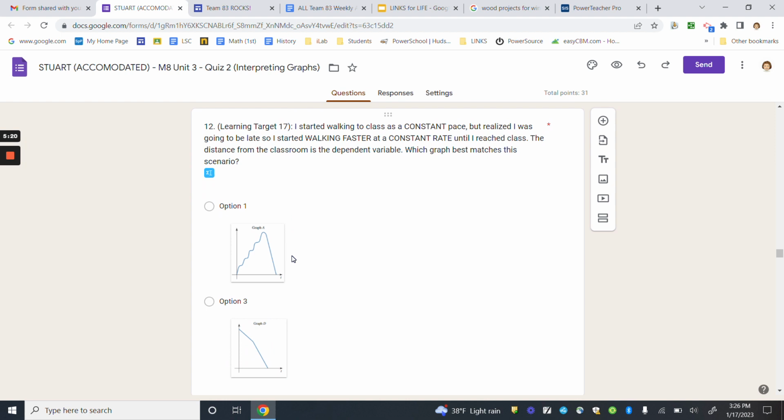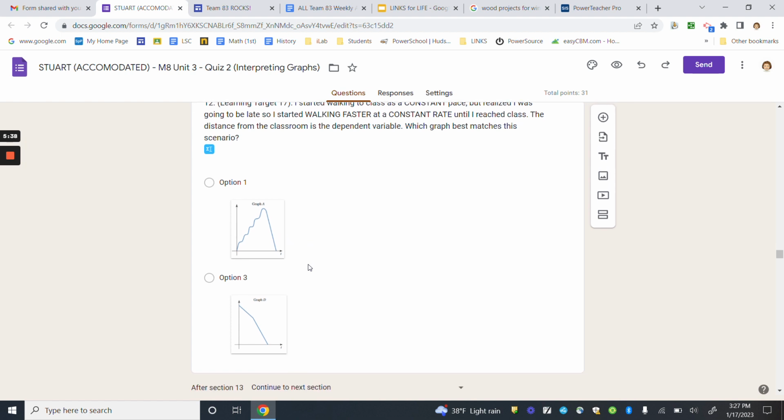Number 12, I started walking to class at a constant pace, but realized I was going to be late, so I started walking faster at a constant rate until I reached class. The distance from the classroom is on the y-axis. Which graph best matches this scenario? So this is a distance graph. Is it option 1 or option 3?